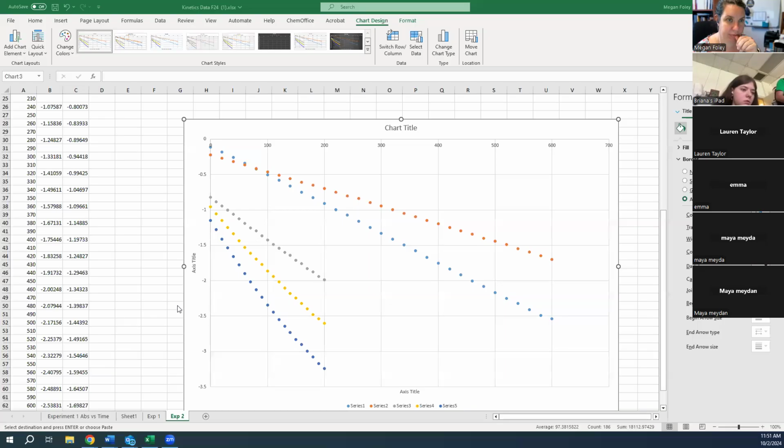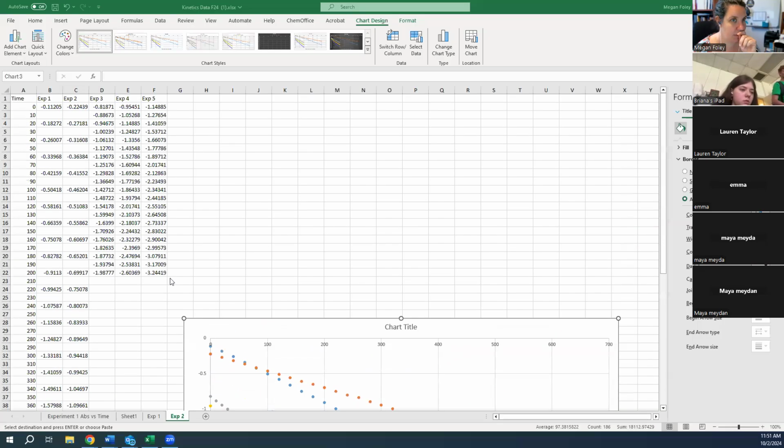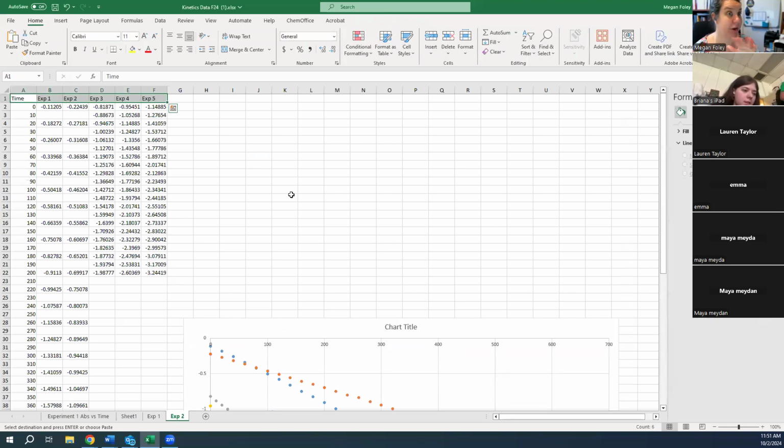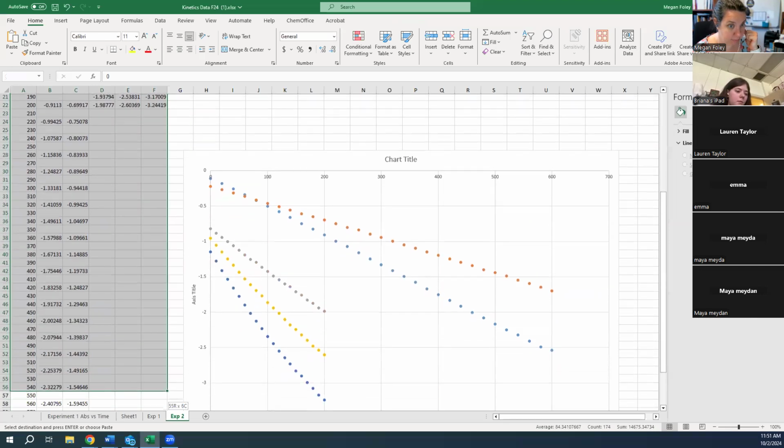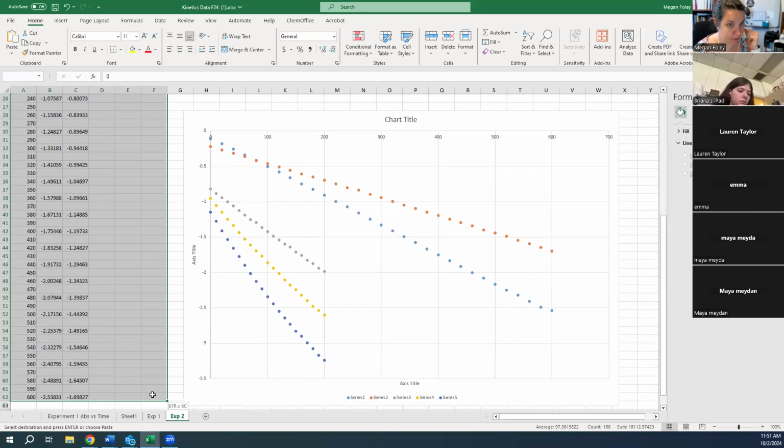No. Okay. So walk me through what you did. I'll share my screen again. So I highlighted that entire section from. You did not need to include these up here? I did include those. Don't get rid of those. Okay, so undo what you did. Just take the numbers themselves.